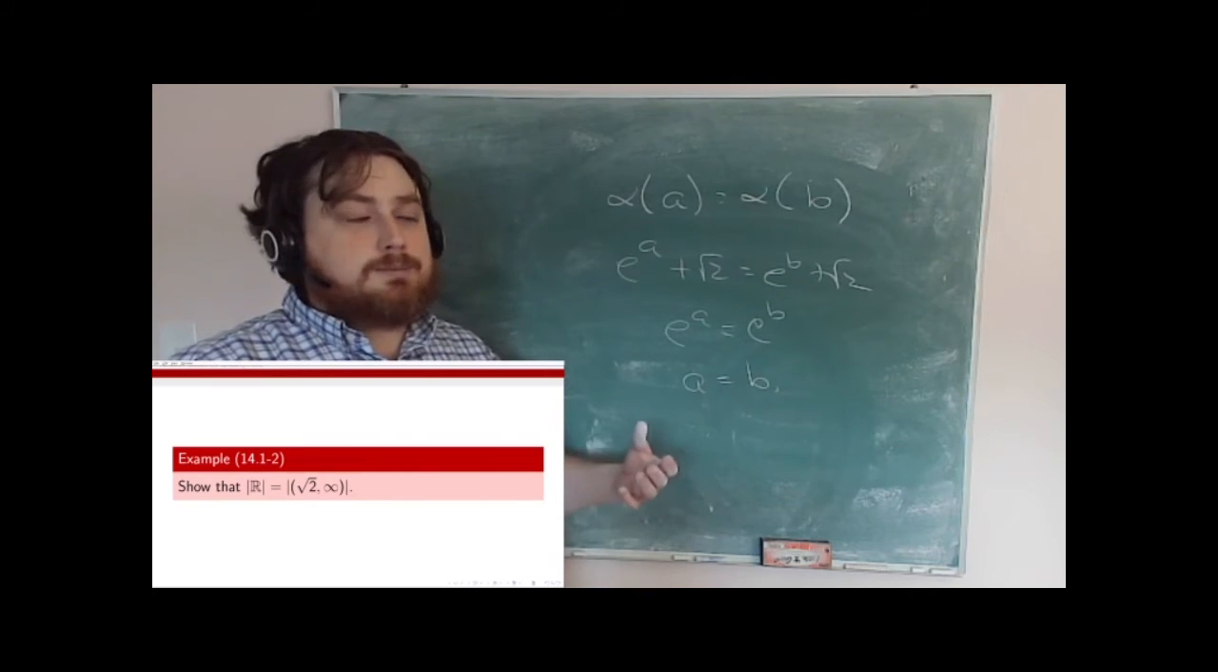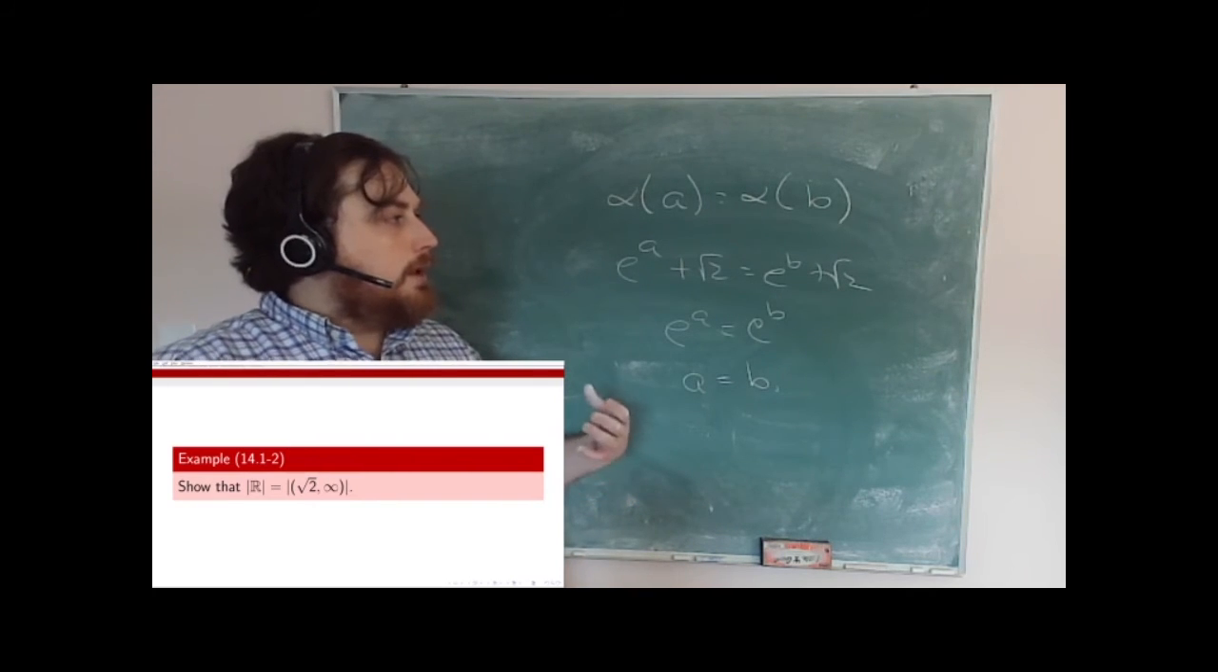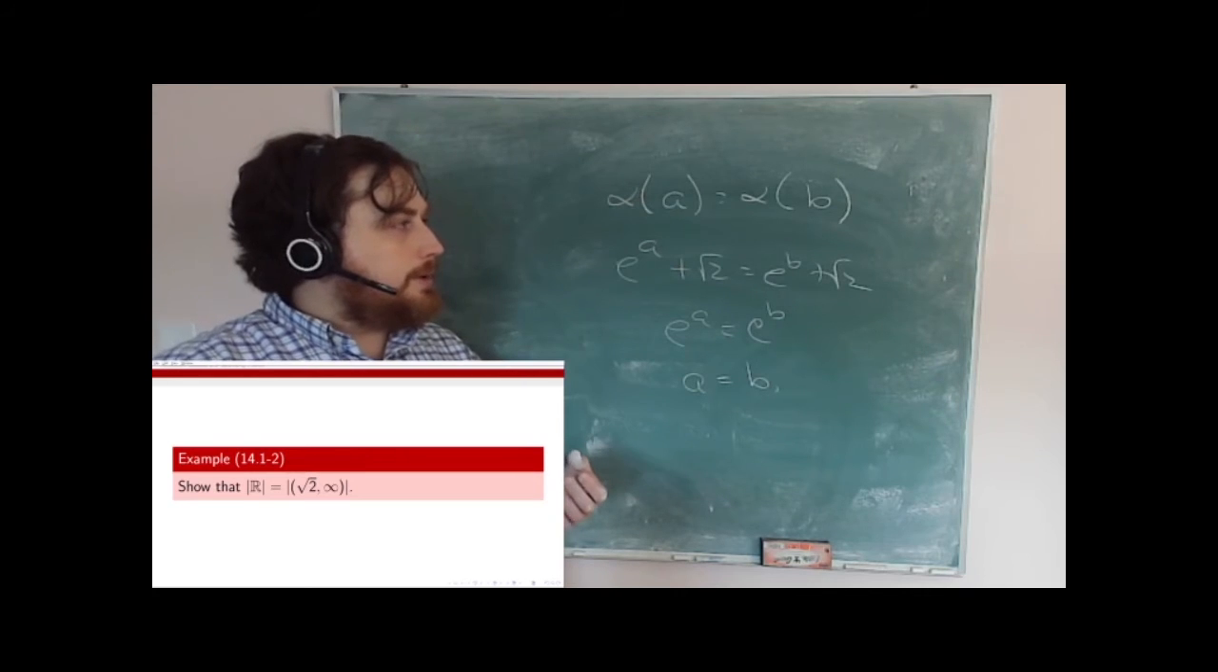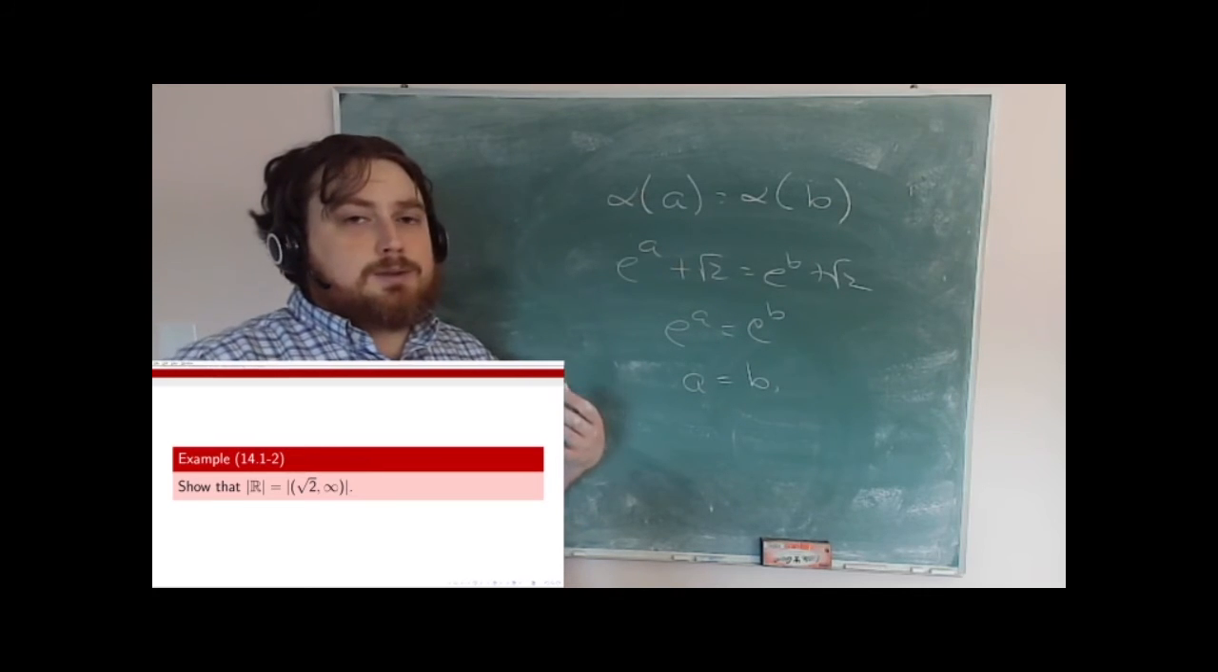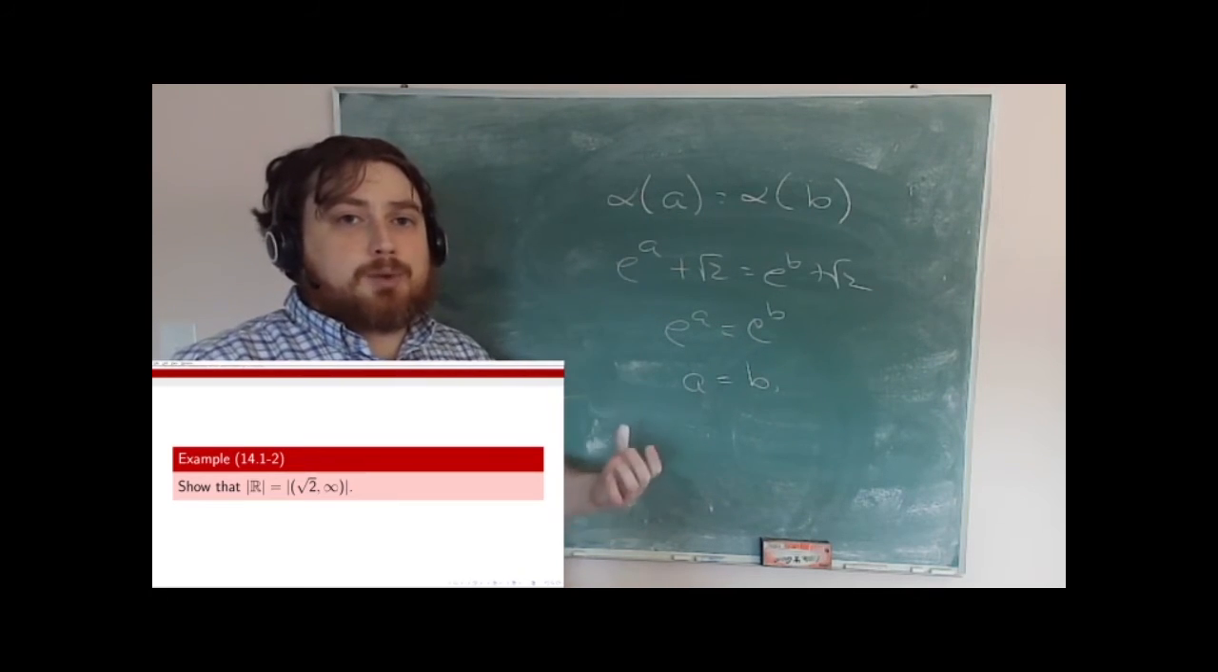So what we found was that we were able to find a one-to-one onto mapping from the set of real numbers to the interval from the square root of 2 to infinity. Therefore, those sets have the same cardinality, or they consist of exactly the same number of elements.